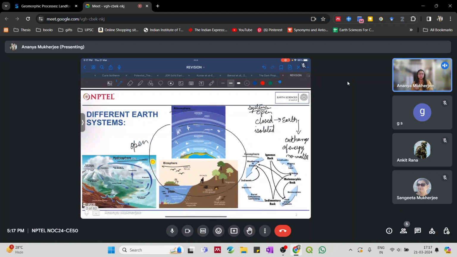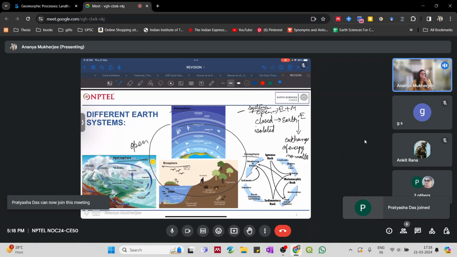So we were talking about different systems that exist in the universe. We have open, closed, isolated. In open, you have exchange of energy plus matter. In closed, it's only energy that is exchanged and transferred between two systems. Okay, so Earth is a closed system. Okay, so Earth is a closed system, and hence there is only exchange of energy, no matter is exchanged.